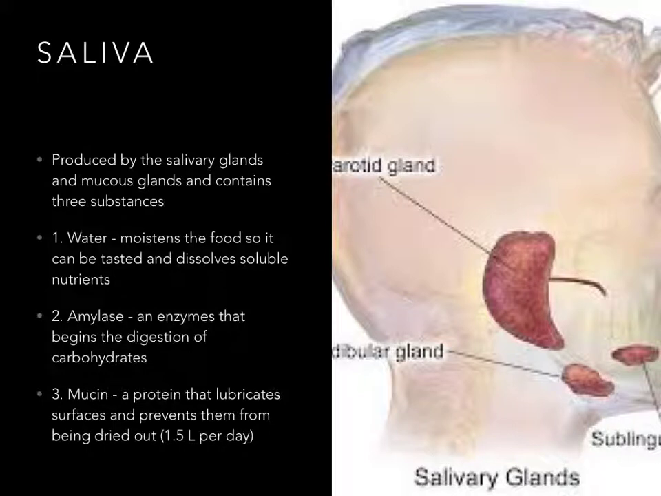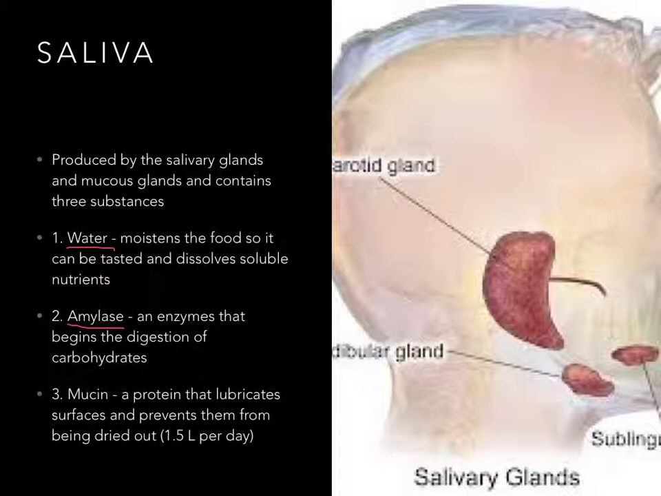Saliva. It's produced by the salivary glands and the mucus glands and contains 3 substances. The first substance is water. It moistens the food so it can be tasted and dissolves soluble nutrients. The second is amylase, an enzyme that begins the digestion of carbohydrates. So that's right, when you have that cracker, it starts to digest there.